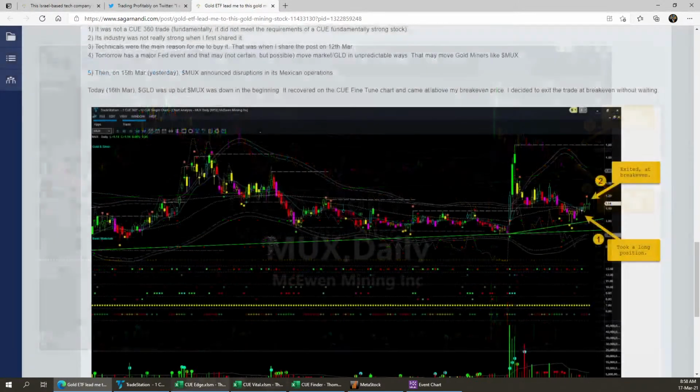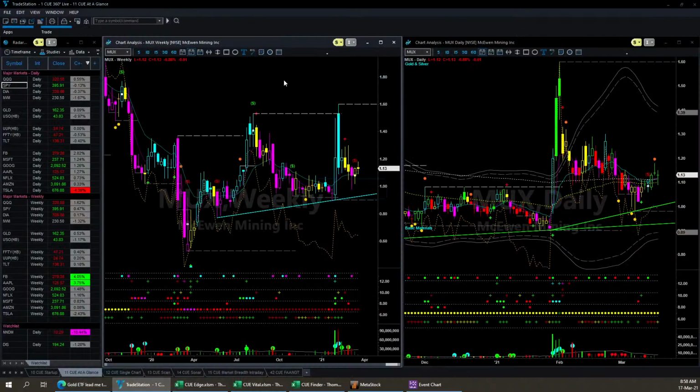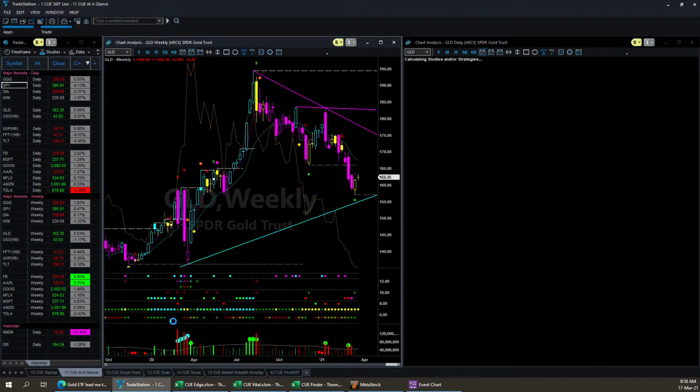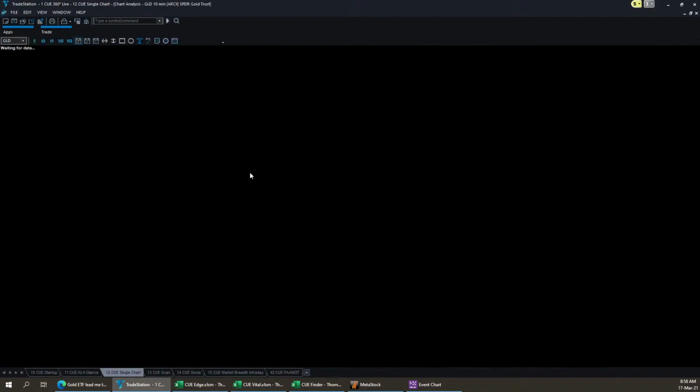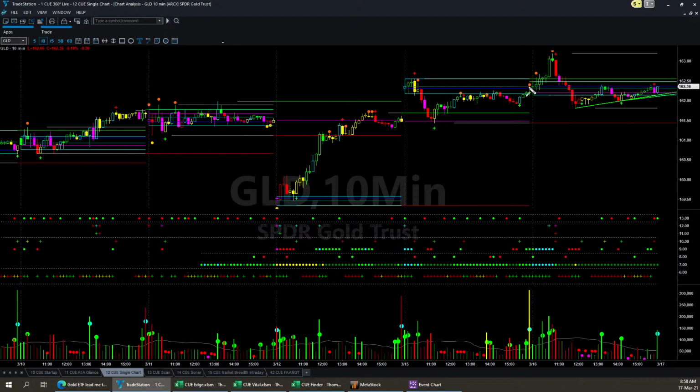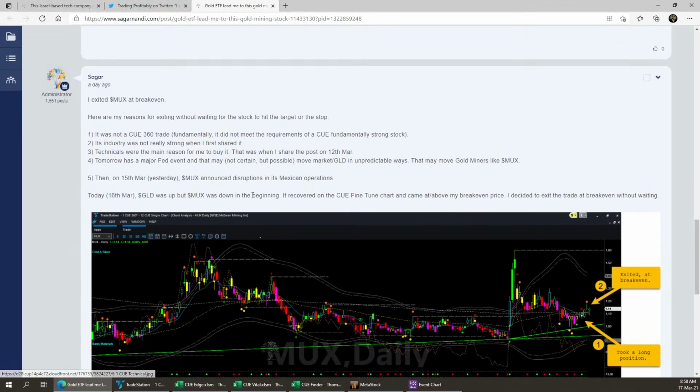And then I also saw GLD was coming down on the intraday chart. Let's look at GLD, the gold ETF. Let's look at it using the intraday fine-tune chart. In the beginning of the day, yesterday GLD was up, but MUX was down. That was also a concern for me, and later on GLD also came down. Even after that, it stabilized. But these things, that gold was up, MUX was down, MUX had a major news, MUX was not a Q360 degrees trade, and the Fed meeting is coming today. These together helped me to exit the trade.